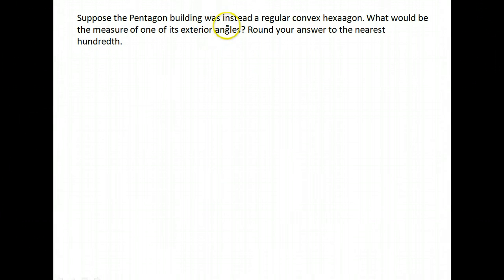All right, suppose the Pentagon building, you know, the Pentagon, it's a five-sided building. Suppose it was instead a regular hexagon. Whoops, little typo there. What would be the measure of one of its exterior angles? Well, we know that for any polygon, the exterior angles again have a sum of 360 degrees.